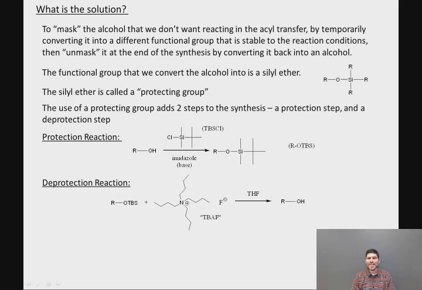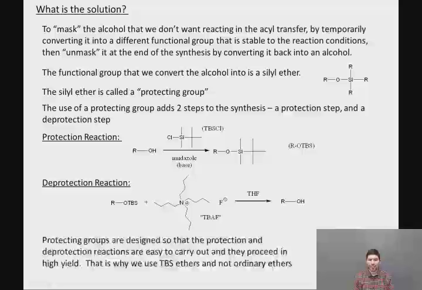For the deprotection reaction, once we've changed our R and made it into something else, we take the TBS ether and react it with tetrabutylammonium fluoride. Now this is a big thing to draw and a long thing to say, so we just call this TBAF. So TBAF will remove the silyl ether and leave us with the alcohol that we want. Okay, so protecting groups are designed so that the protection and deprotection reactions are easy to carry out and that they proceed in high yield. So that's why we use TBS ethers and not ordinary ethers.